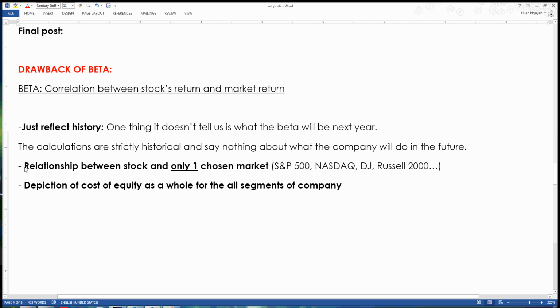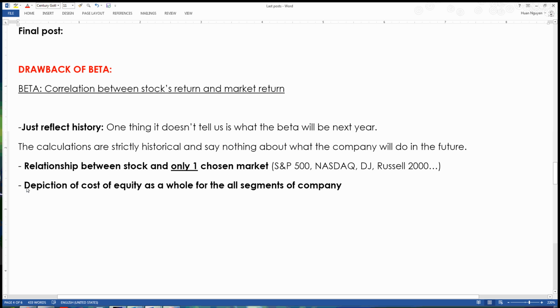The second drawback I want to say is the relationship between the stock and only one chosen market. So beta calculates how the stock changes based on a certain return of one market. The chosen market would be S&P 500, NASDAQ, Dow Jones, or Russell, and one of them is picked to compare with our stock. So there will be some bias here, right?